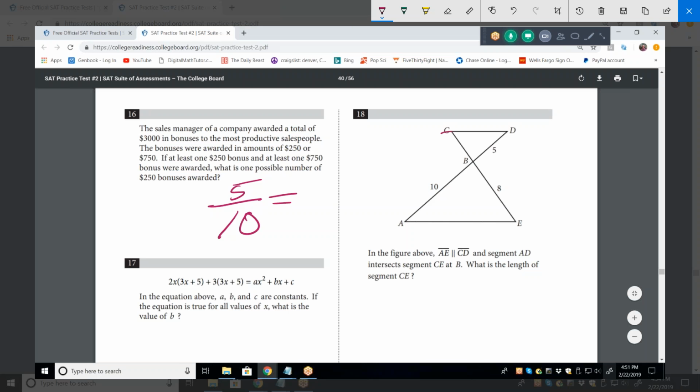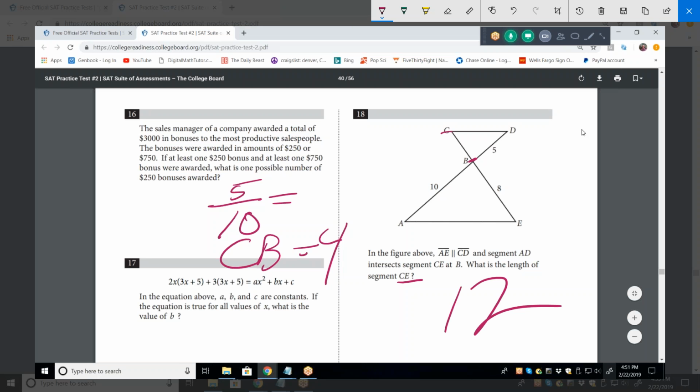For the moment, let's solve for CB. What would CB be? 4. Correct. So CB is 4, but they didn't ask for CB, they asked for CE. So then you would add 4 to 8 and get 12. Perfect.